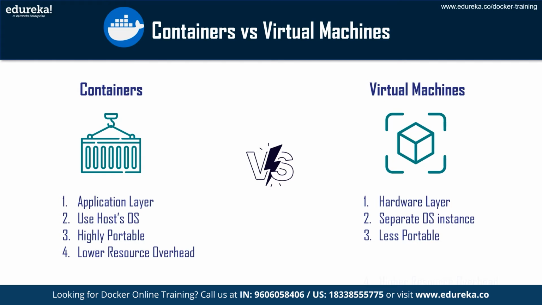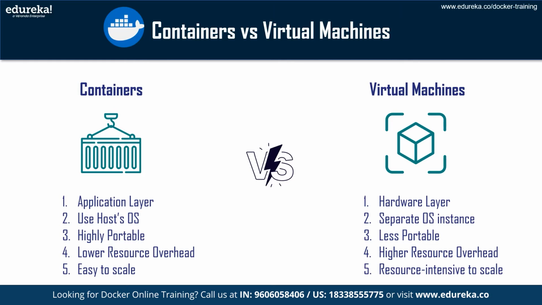Containers generally have lower overhead and better performance compared to VMs because they share the host OS kernel. Virtual machines have higher resource overhead due to the need for a complete guest OS for each VM. Scaling is simpler with containers. Microservices architectures and dynamic workloads are ideal for containers because of their rapid start and stop capabilities. Virtual machines can be more resource intensive to scale since each VM requires a full OS instance.